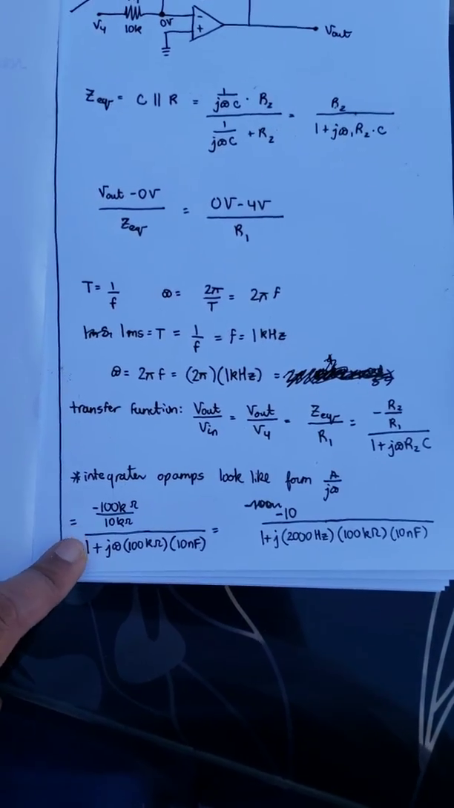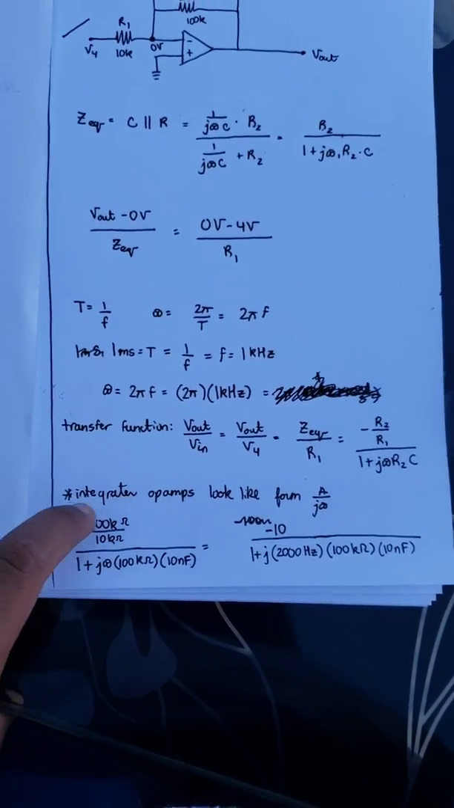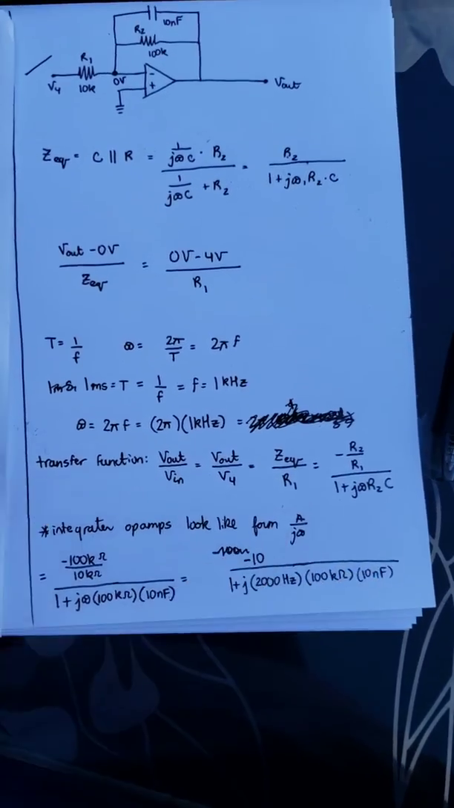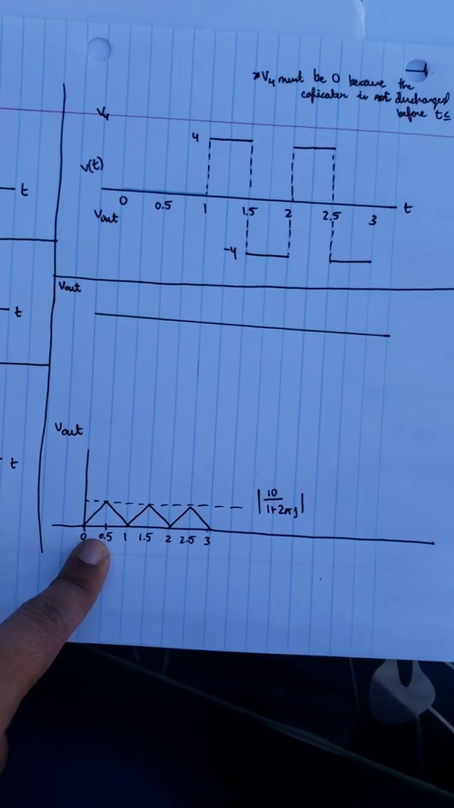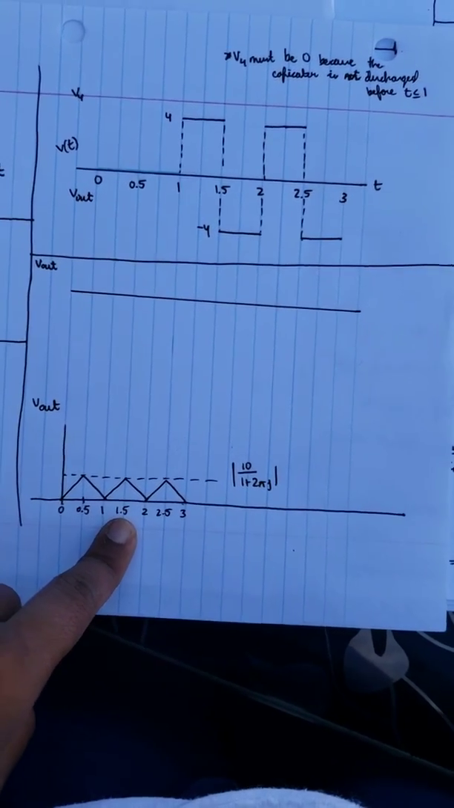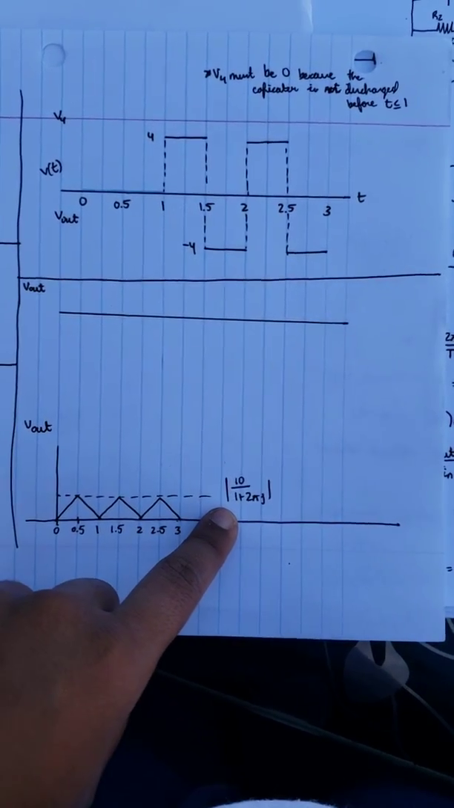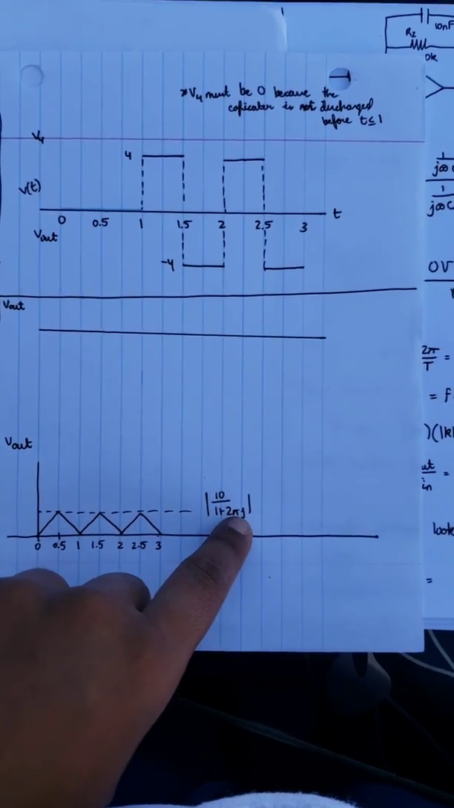So therefore, here we have our actual calculation, which comes out to looking like this. We now have a triangular signal for V out with the amplitude of absolute value of 10 plus 1 over 2 pi j.